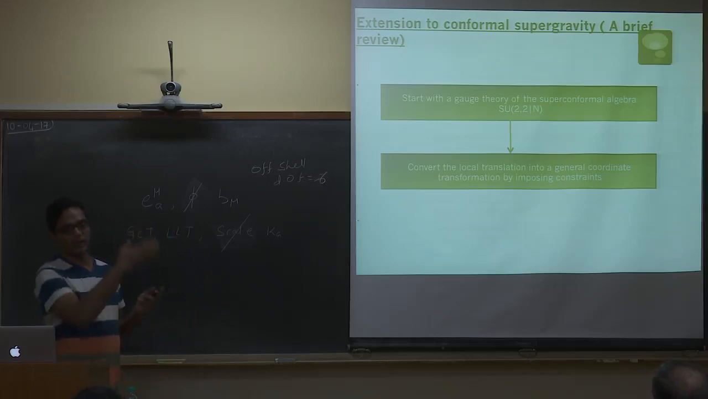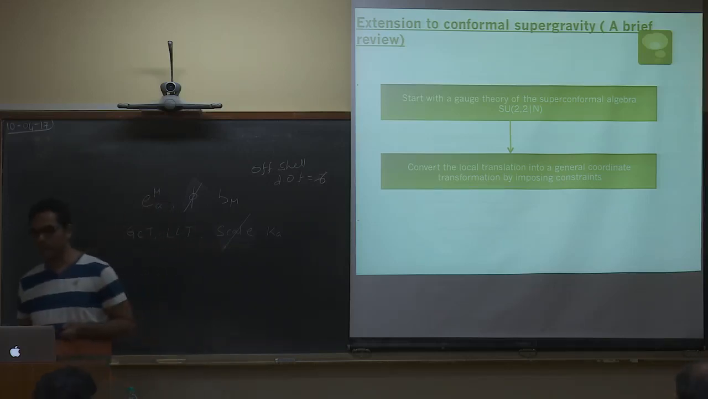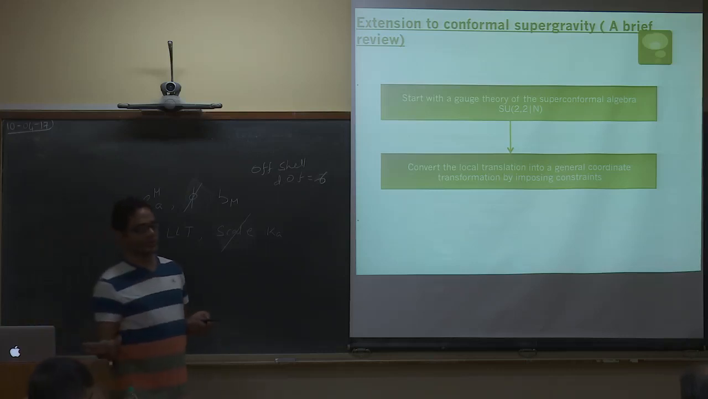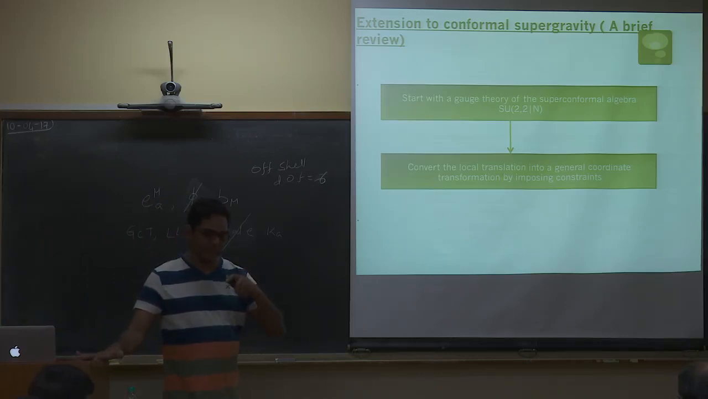So those will be the same bosonic constraints that you need to impose, but you also need to impose some fermionic constraints. That constraint you need to impose so that the fermionic partner of the spatial conformal transformation gauge field. So there's a spatial supersymmetry in this superconformal algebra, which is a fermionic partner of the spatial conformal transformation.